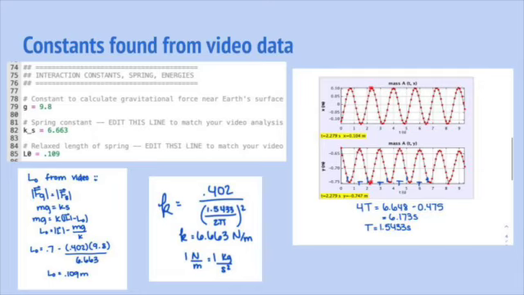Then we use this K to find our L naught from the video. We know mg equals Ks because the F net equals 0, so they both equal each other. And mg equals K times L minus L naught. We expand that out, and we find that L naught is 0.109 meters.